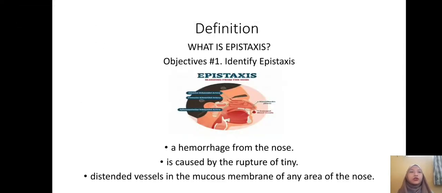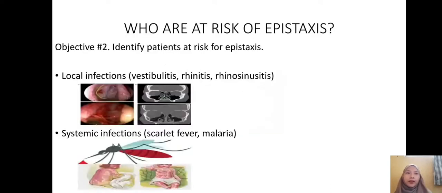So, definition. What is epistaxis? Objective number 1, identify epistaxis. So epistaxis, a nosebleed, is bleeding from tissues inside the nose or nasal mucous membrane caused by broken blood vessels. And who are at risk of epistaxis?